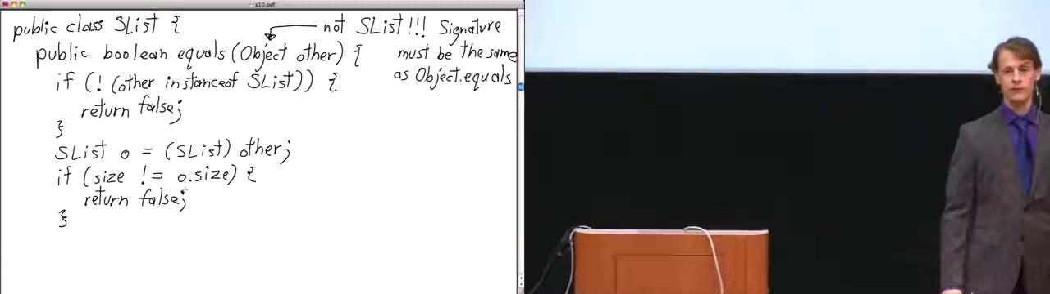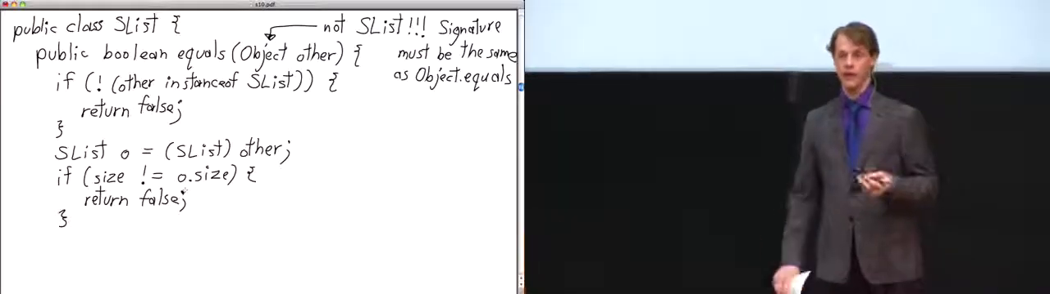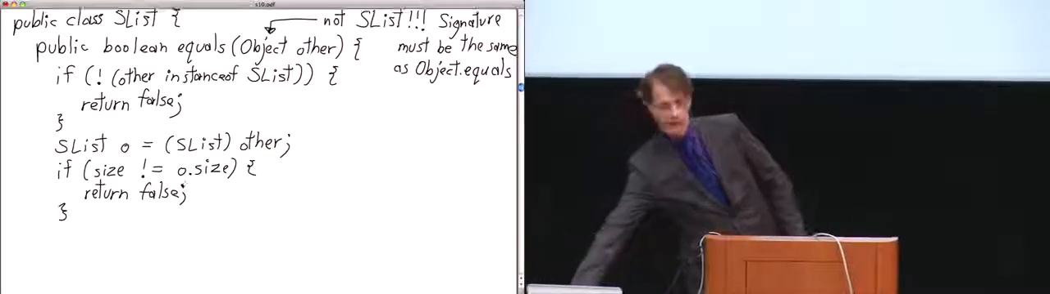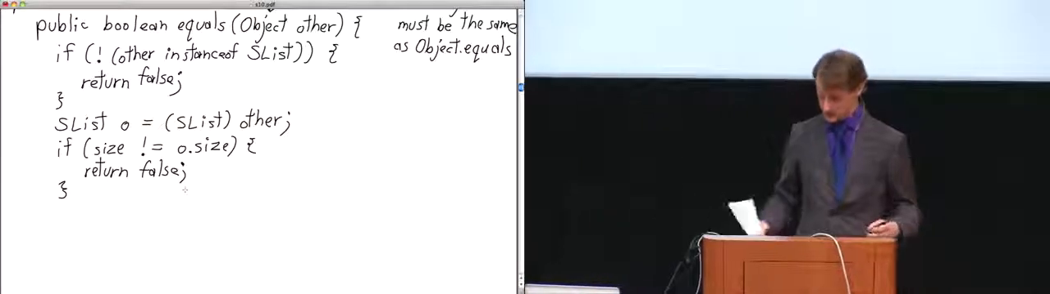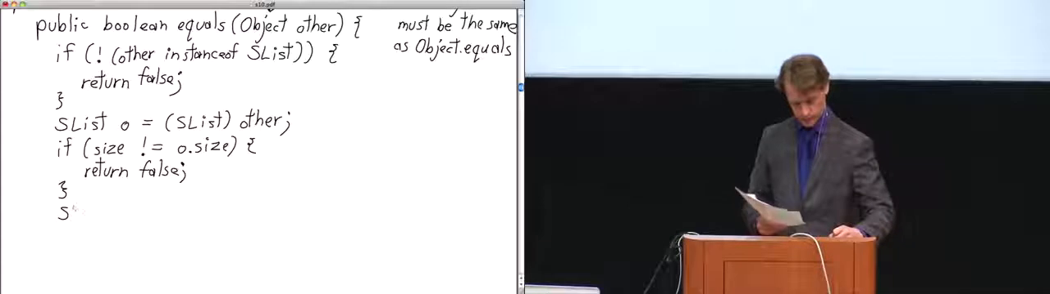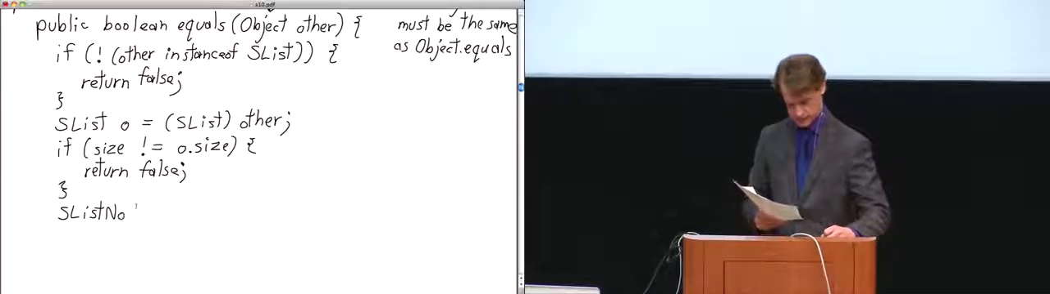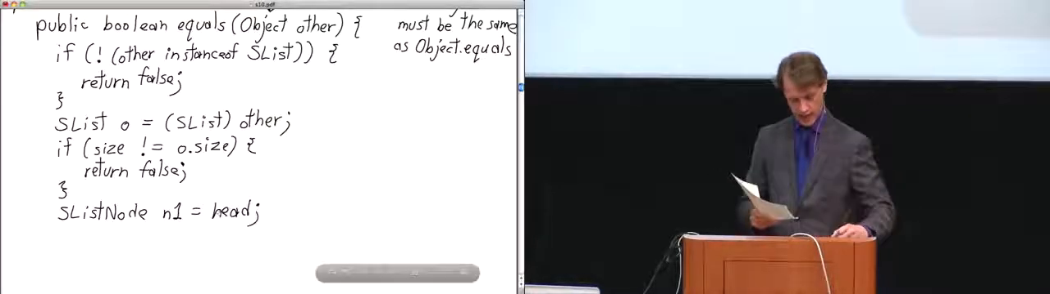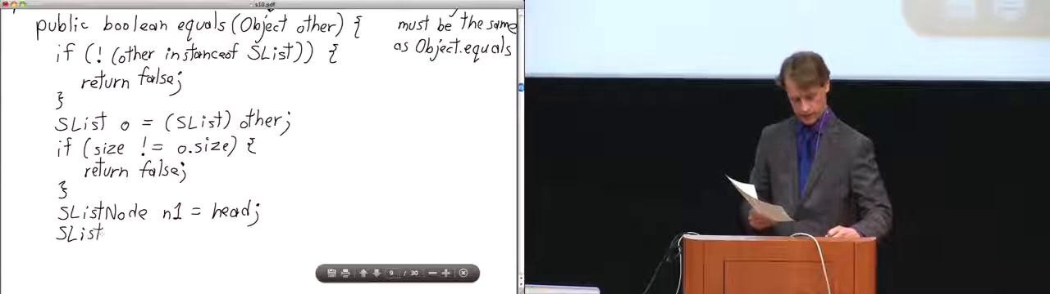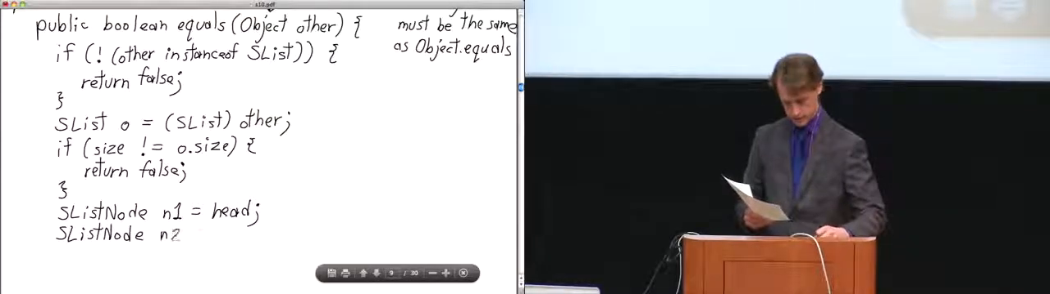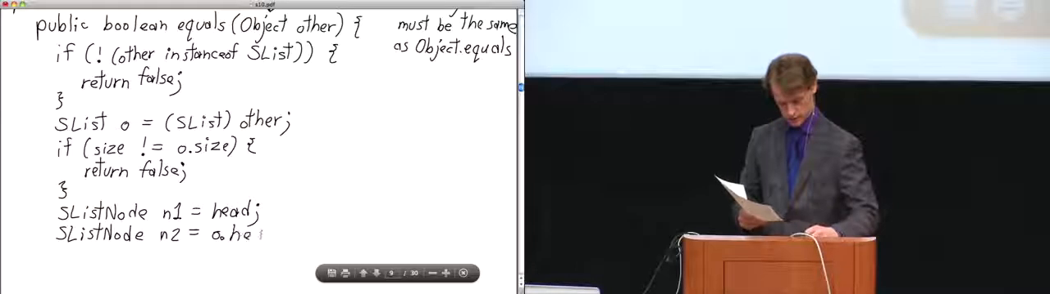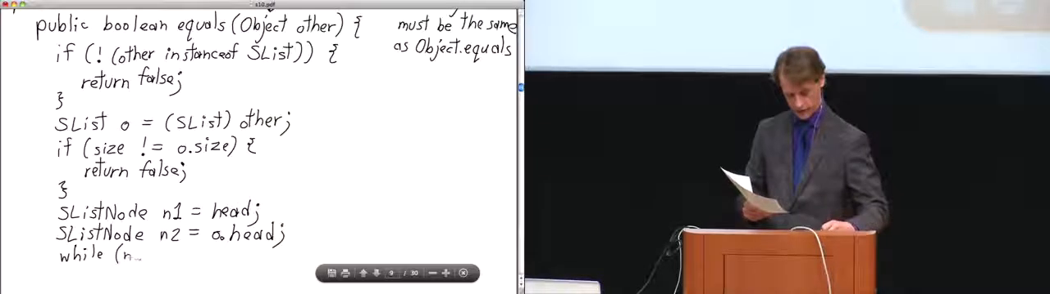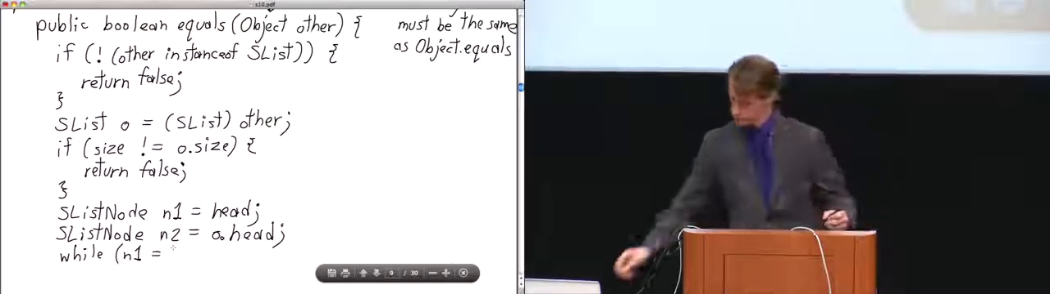But if we've gotten this far, then we know that we're comparing two S-lists with the same size, or at least the same size field. If the invariants hold, then they should be the same size. So now what we're going to do is have a loop that goes through both lists. I'll have a variable for this head, and a variable for the other head. And I'll keep looping while they're not null.